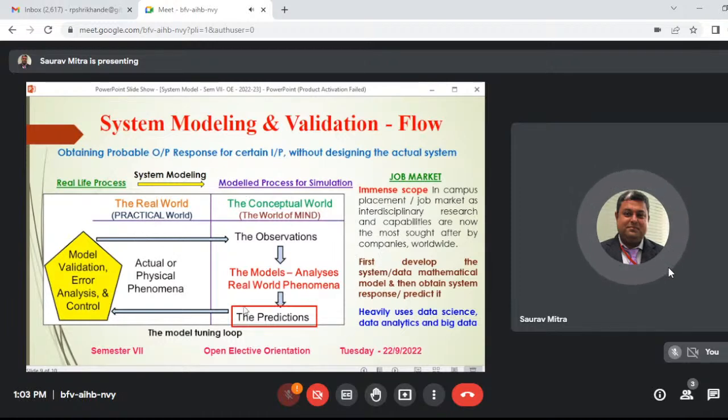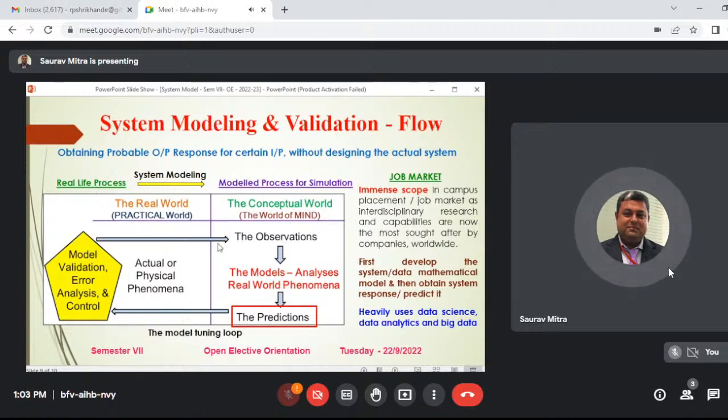On the right side is the world of system modeling, the computer-based system modeling. Remember, the computer is your slave. By different modeling algorithms, we have to model the real life process into the system modeling domain. So you can find your real life processes. System modeling is converting the real life processes into model processes for simulation.